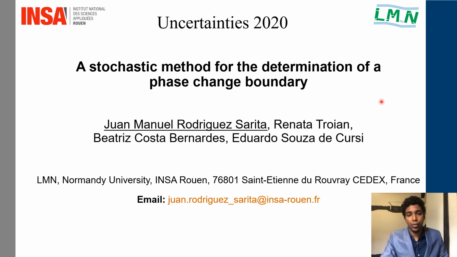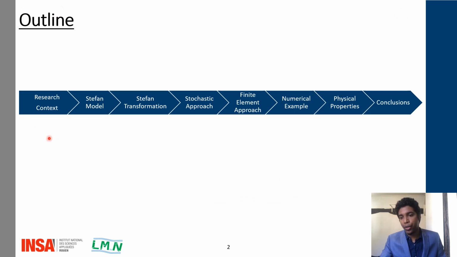Now I'm going to present this topic about a stochastic method for determination of a phase change boundary. First, we're going to give a little introduction about a stochastic method and phase change boundary, in this case emerging in a solidification process. After that, we're going to show how we can find approximate solutions with the stochastic method. This is the recent work. We can also show a comparison with the finite element method with a simple example, and we can see what happened with the properties in this case.